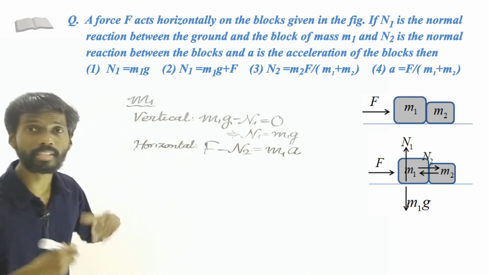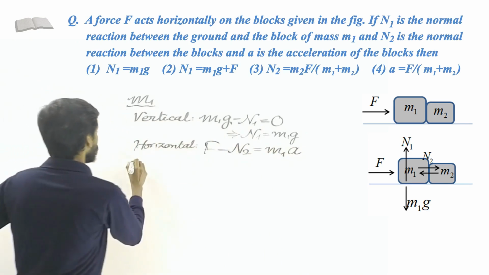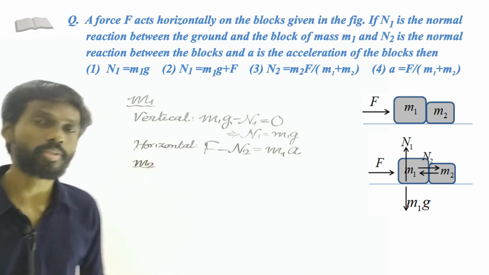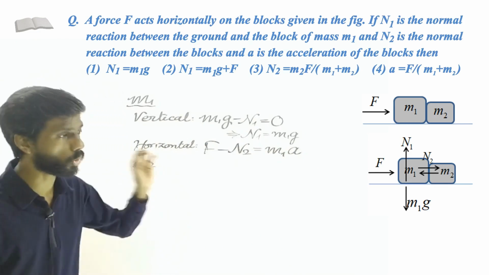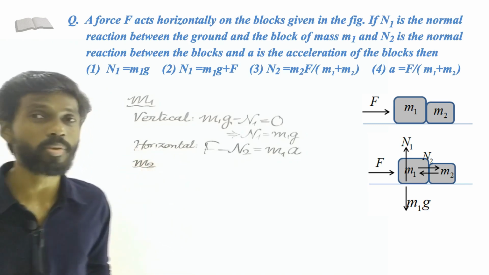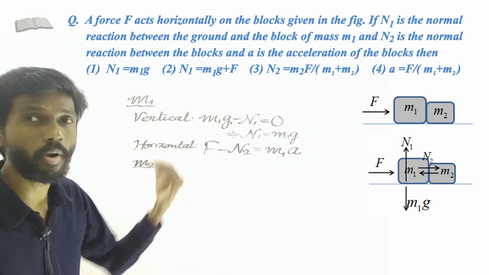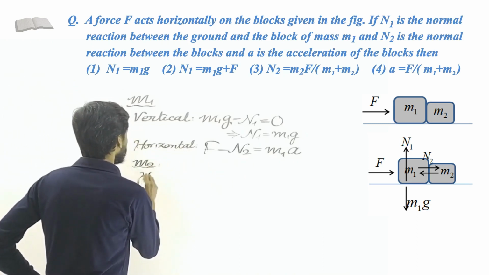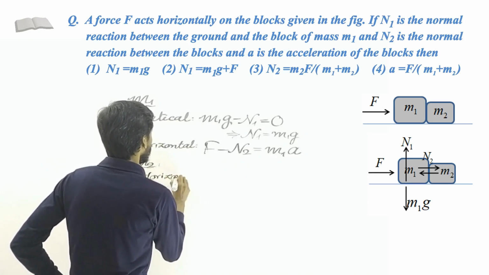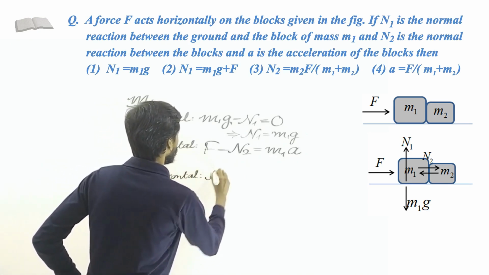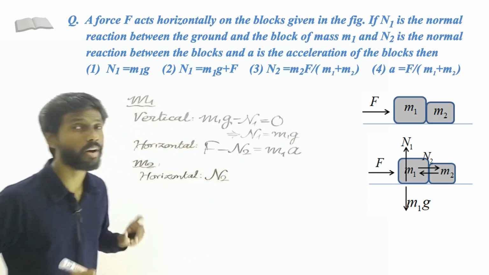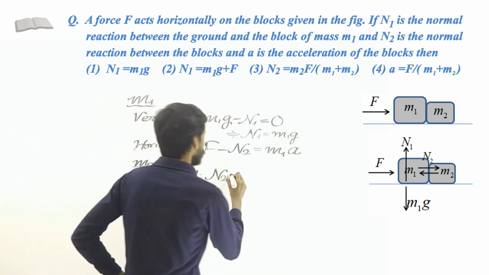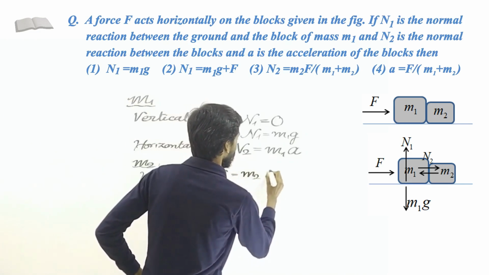Okay, done. Now you consider the other block, M2. Now consider the horizontal direction only. So what are the forces acting on M2? The only force acting on M2 is the normal force due to the other block. So that is N2. So N2 is the only force we are considering in the horizontal direction, acting on that block. So that must be equal to mass times the acceleration, so that is M2 times acceleration A.